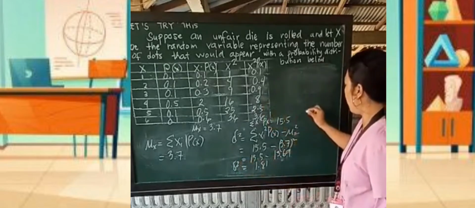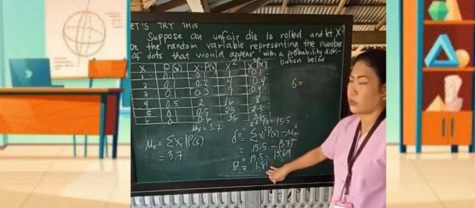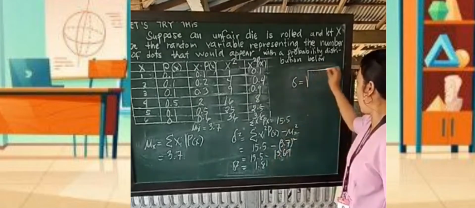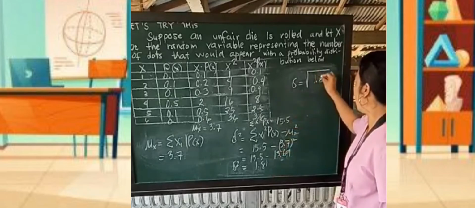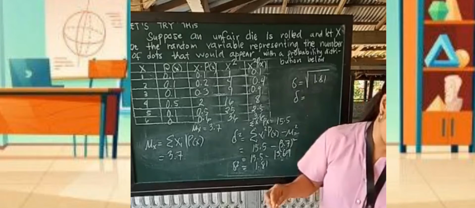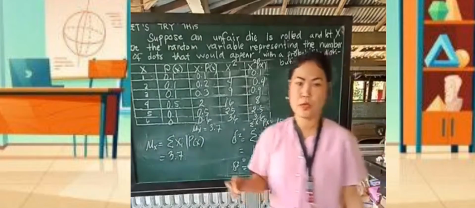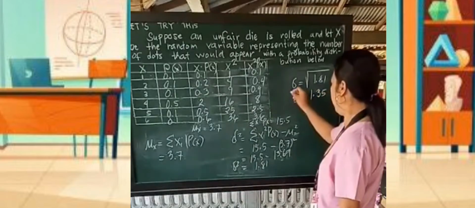So to get the standard deviation, we're going to get the square root of our variance, which is 1.81. And the square root of 1.81 is 1.35.